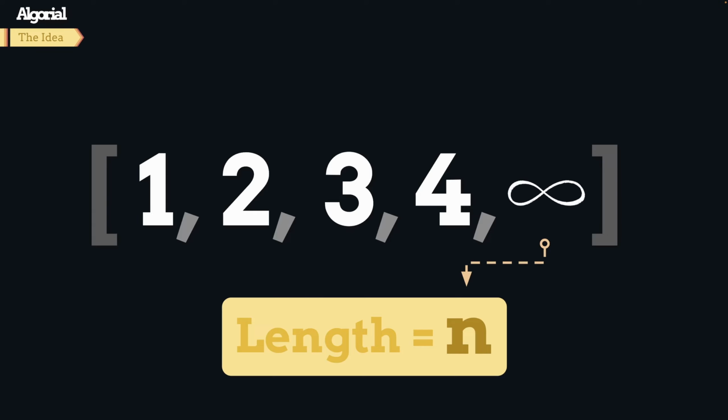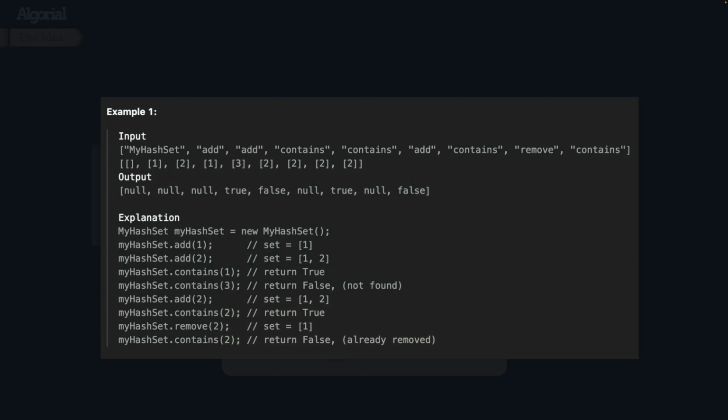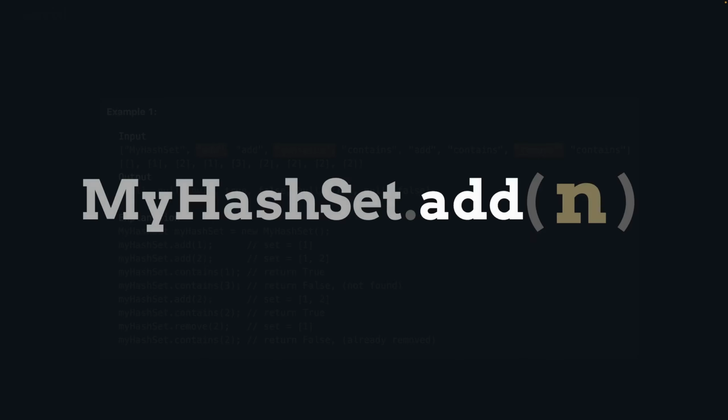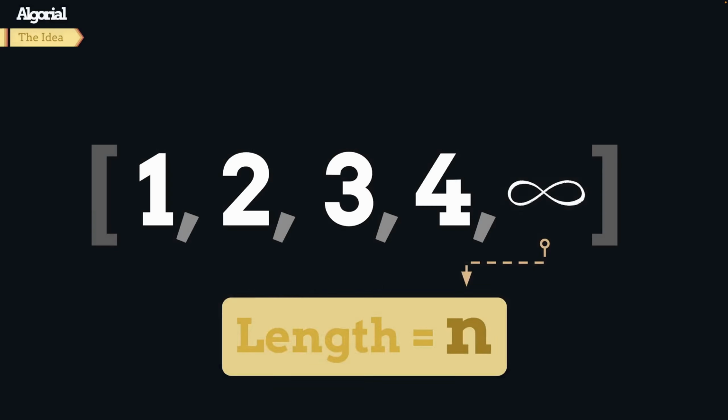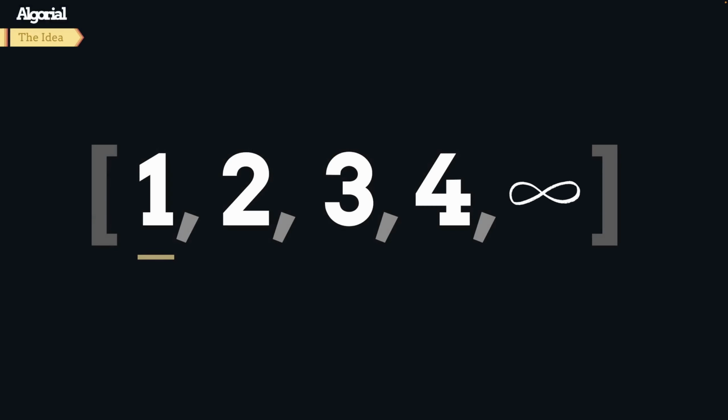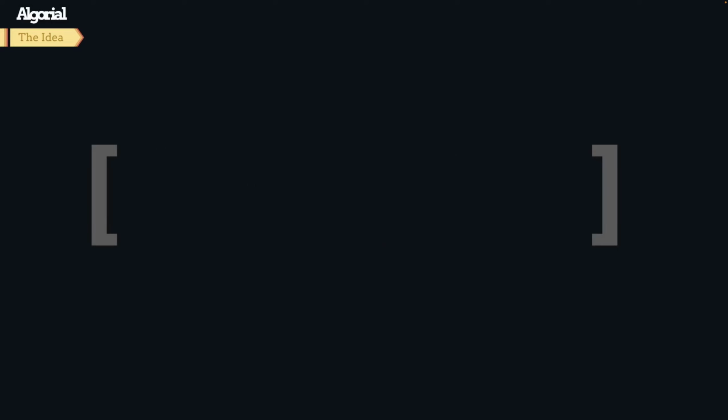But how are we going to store items in this hash set? From the question's description, we should have three methods for our hash set implementation. So calling my hashset.add with some value should store it somewhere. And this somewhere will be anywhere within that array-like data structure that we discussed. Let's take that somewhere as a simple array with length of the same n for now. So that is the first principle of our hash set.